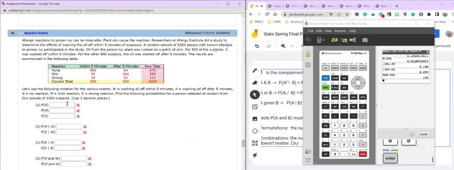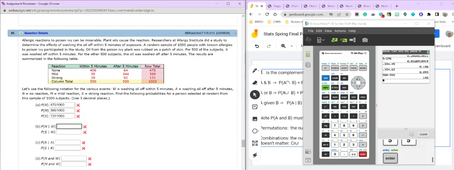Okay, let's use the following notation. This is the one where they get exposed to poison ivy, and they wash within 5 minutes, or wash after 5 minutes. So let's see where they wash the oil off, right? So what's the probability of no reaction? So that's just no reaction total. So that's 470 divided by 1,000. Probability of a mild reaction is 399 divided by 1,000. Probability of a strong reaction is 131 divided by 1,000.